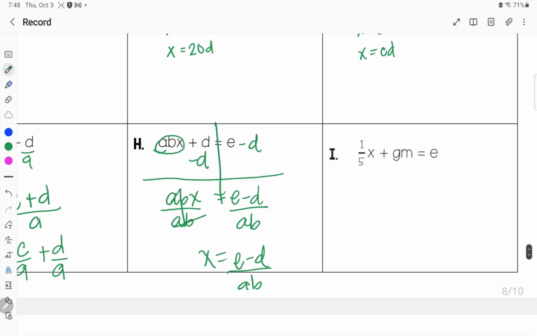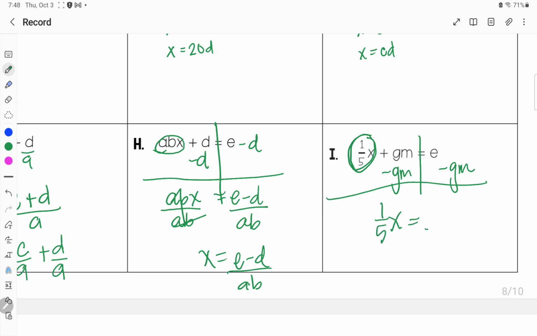All right, last one we're going to look at. Again, our goal is to get this x alone. I need x alone. So first thing I need to realize is that right now g and m are attached because they're being multiplied together. So to move g and m to this side, I'm going to subtract g times m. And if I do it to one side, I do it to the other, leaving me with 1/5 x equals e minus g times m.